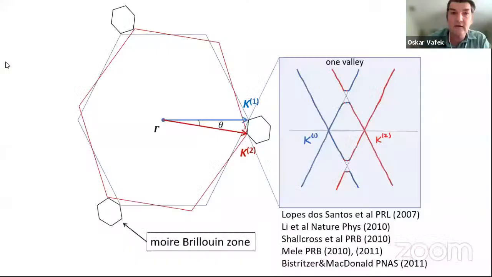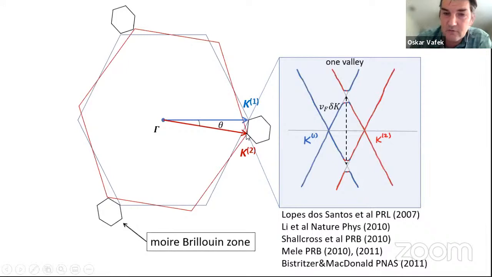if we consider just two decoupled layers for a second, so ignore the interlayer tunneling, and they're rotated relative to each other by some twist angle theta, then let's say the bottom layer, which is sketched in blue, is going to have a large Brillouin zone, which has the famous Dirac points in the corners of this Brillouin zone. So here, one of them is marked by K1. And then the other layer, which is rotated relative to it, is going to have a Brillouin zone rotated by the twist angle theta. And therefore, its Dirac point is going to fall onto a different momentum point. This is marked by K2.